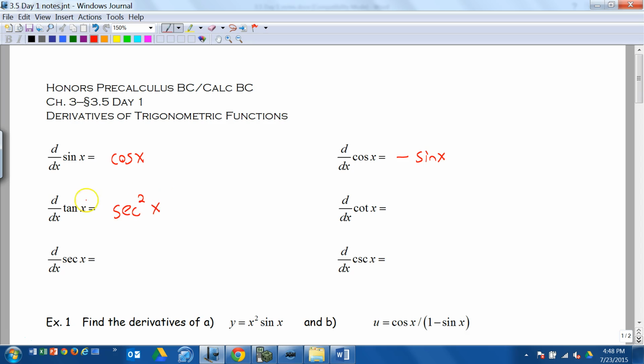And again, they get these from turning this into sine over cosine and doing a quotient rule. We're going to skip all that because this is just kind of a reference guide. The derivative of cotangent becomes negative cosecant squared of x. The derivative of secant is secant x times tangent x. And finally, the derivative of cosecant x is negative cosecant x times cotangent x. Again, notice how all the derivatives of the cofunctions are negative.